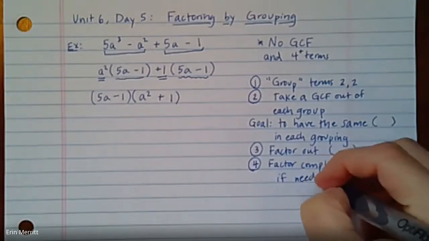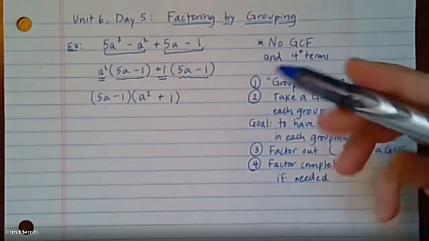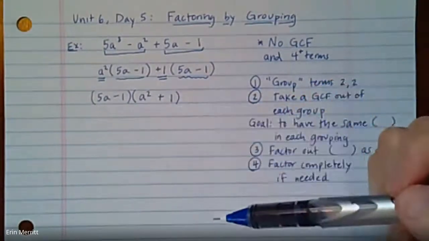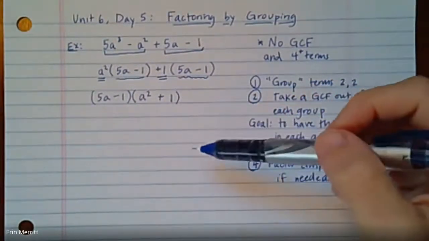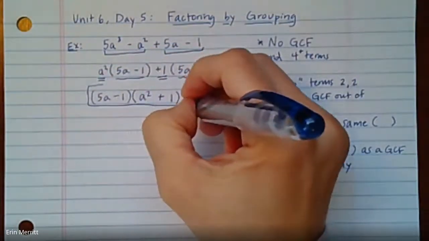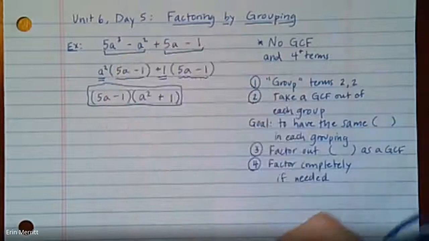So I'm just going to say factor completely if needed. So this particular one, 5a minus 1 isn't going any further. A squared plus 1 isn't going any further either. If it was a squared minus 1, we could keep going, but that's it. So this is our answer in factored form.